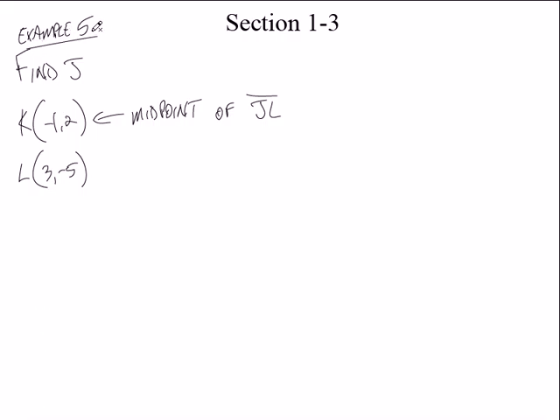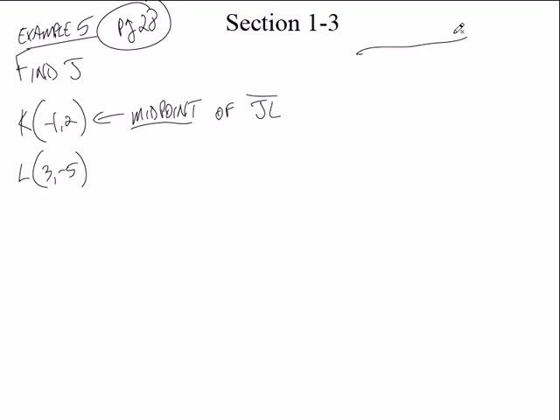This is example 5. It's on page 28 if you want to follow along. It says find point J if K is the midpoint of line segment JL, and they give you point L. So this time they don't give you two endpoints. What are they giving you? They give you a midpoint. And what's this thing right here? This is an endpoint. That's right. So this time they give you a midpoint and an endpoint.